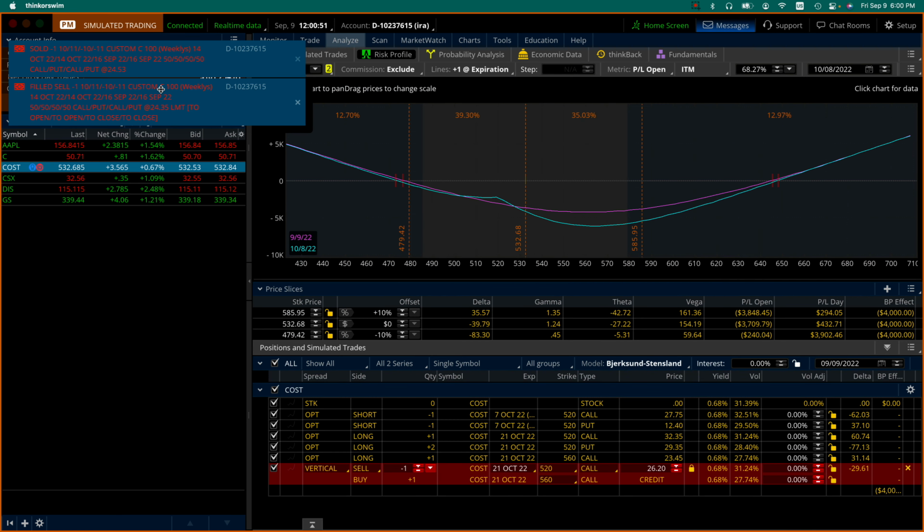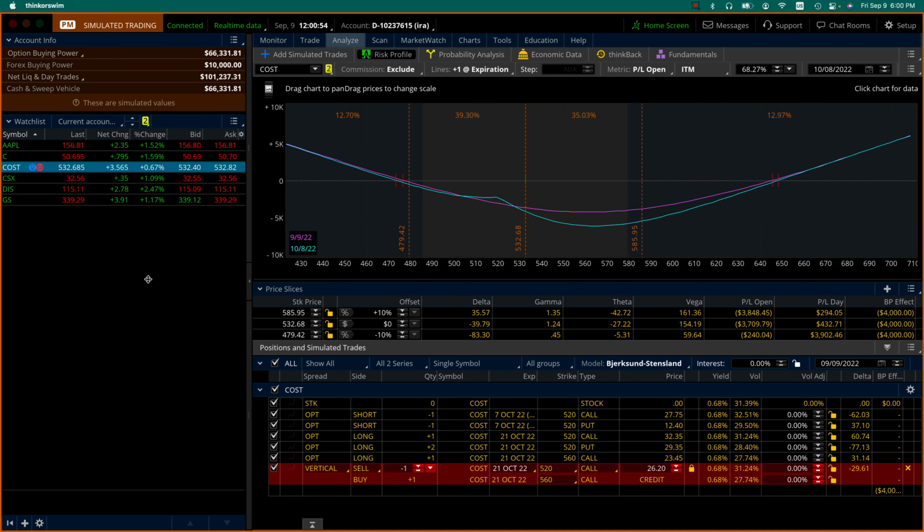Okay, that was the Citigroup trade. Good. We still have to check the Apple a little later. Okay, so you can see that I did a roll up from 520 to 560, and now we're closer to 520.